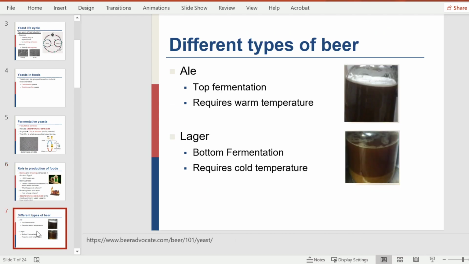Very important. So, for beer fermentation, we have two different types we're going to talk about. We have ale, which is going to be a top fermentation, so it's going to be taking place up here, and that's going to require a warm temperature. And then we have bottom fermentation. It's going on down here. You can see a little foam. That's going to be requiring a cold temperature, okay?